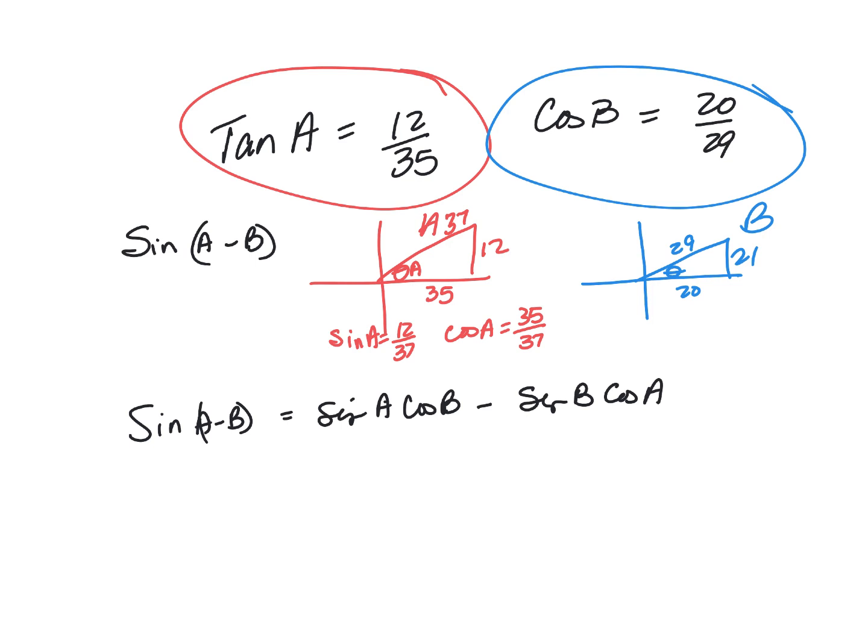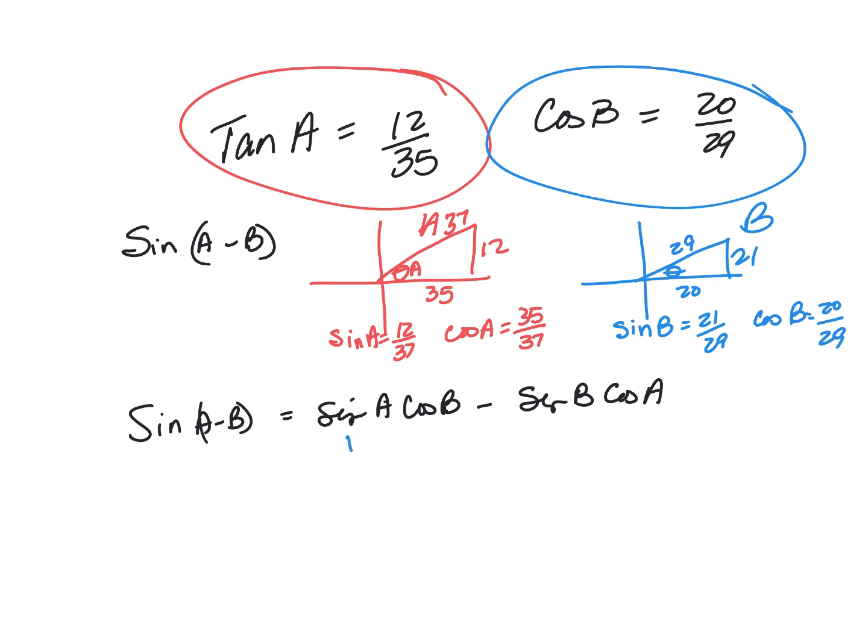Somebody tell me what the sine of B is. What's the sine of B? Sine of B would be 21 over 29. Yep. And the cosine of B would be what? It would be 20 over 29. Got it? So now we just put it in the formula.